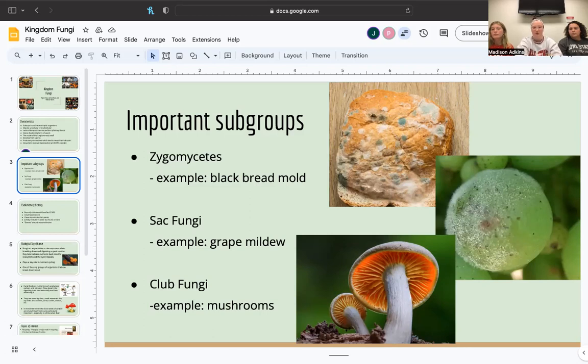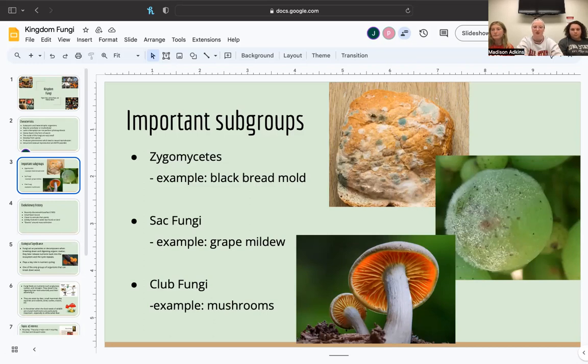And some examples of zygomycota are black bread mold. It can be found in insect guts when insects eat it, found in rodent poop when they eat the fungi, and it survives on the poop. And it's found in soil, which is how the rodents and the insects get it.